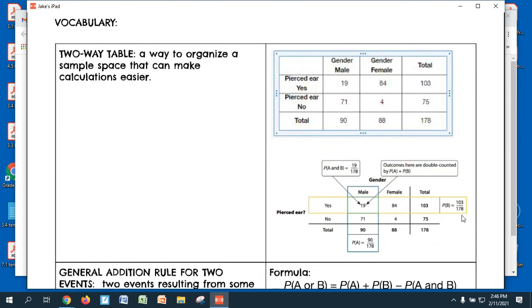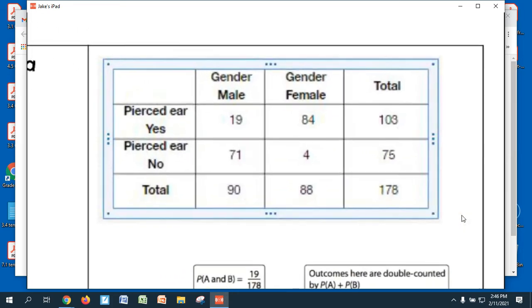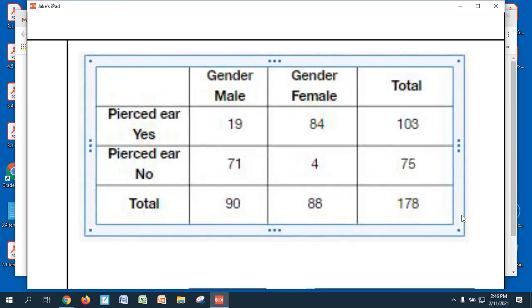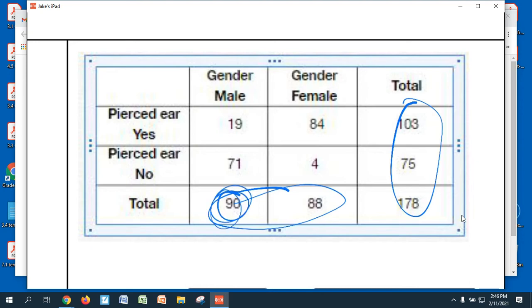we could use what's called a two-way table. Two-way table like this here, it just shows data with two different events. Like in this case, gender, and then if that person has pierced ears or not. All right, so 19 people are male and have pierced ears. 4 people are female and do not have pierced ears. That's what those numbers represent. And then on the outside, these are just totals. So 90 total males, 88 total females, and so on.